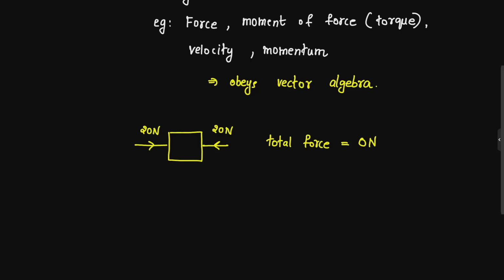Why you didn't set the 40 Newton? 20 plus 20 equal to 40. Because you performed not a normal mathematics here. Normal mathematics means total value means addition only.